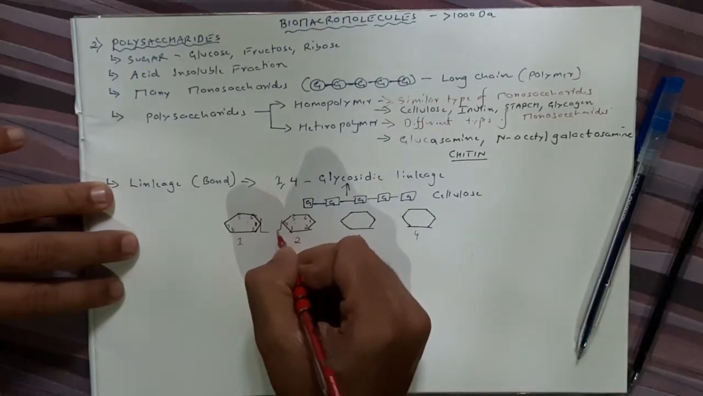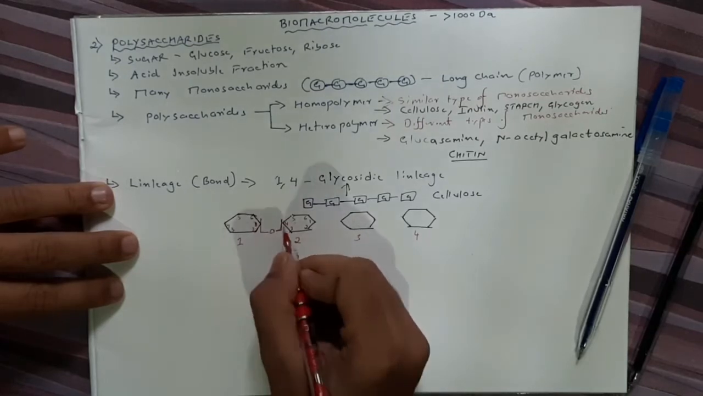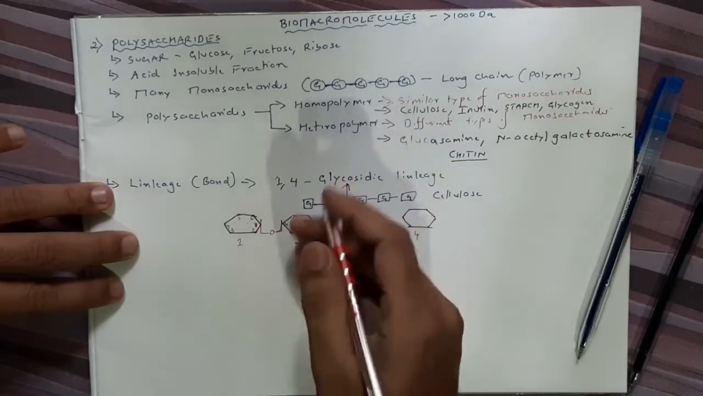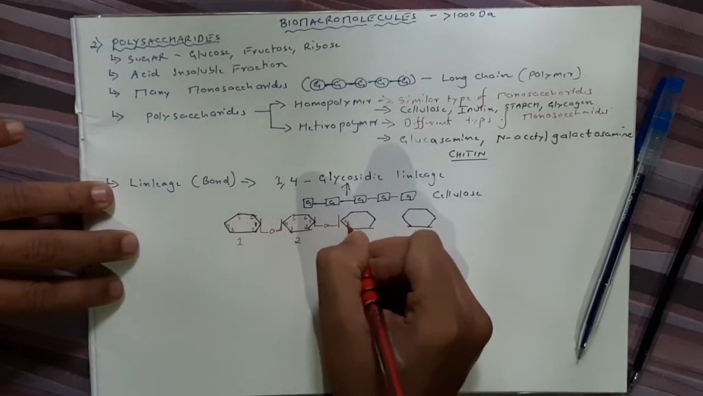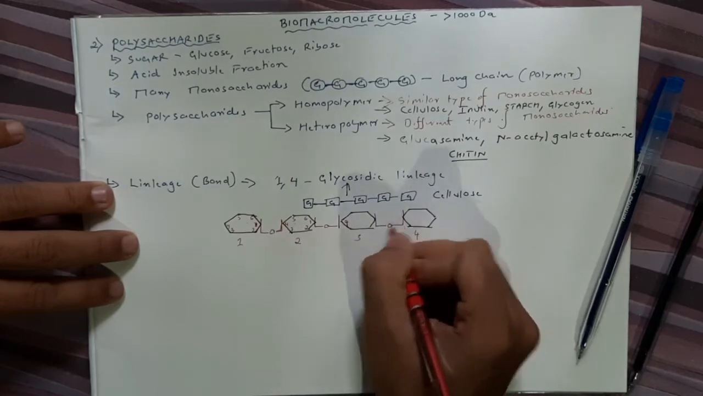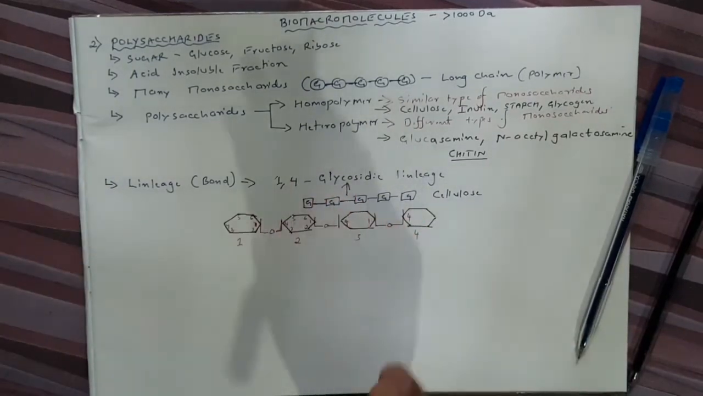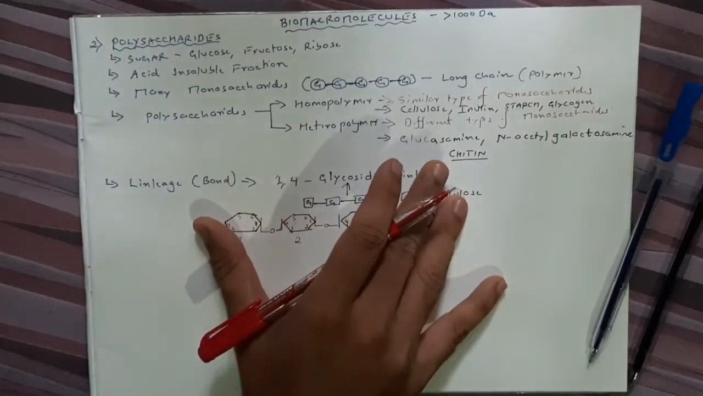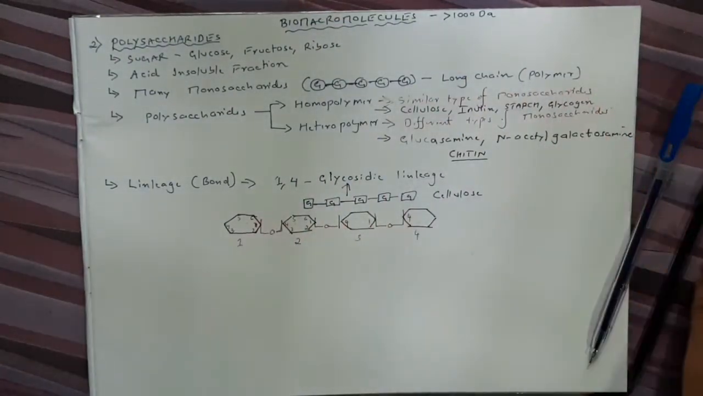So the linkage is like this. See, there is a linkage here. This is 1,4 glycosidic linkage or glycosidic bond. Got it now? You got it right? Okay, so again, 1,4. So it goes like that. So this is why we have written 1,4 glycosidic linkage. Hope you understood. This is common to all types of polysaccharide, the linkage 1 and 4. That's it. Okay.